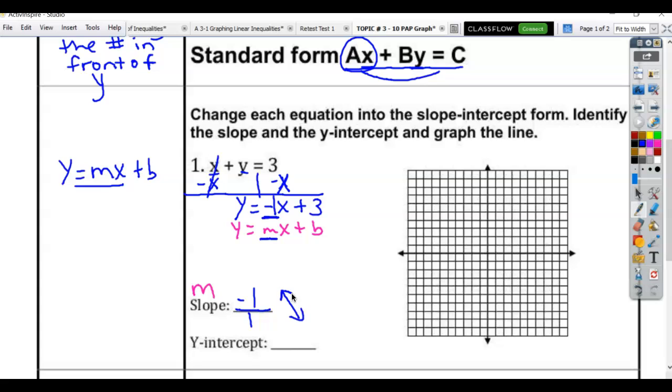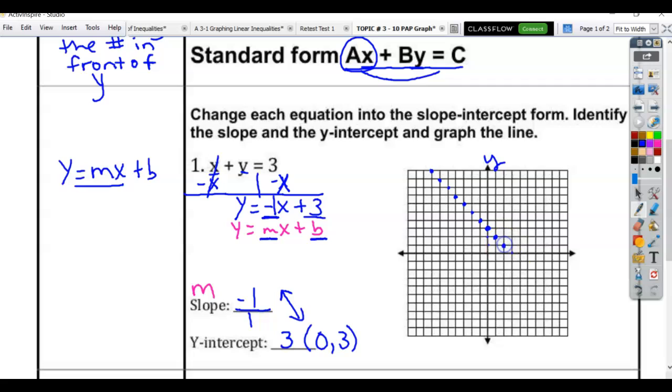My y-intercept is right here. It's the b, and that's a positive 3. My y-intercept is written as the point (0, 3). Now we're going to do exactly what we did yesterday. We're going to graph the y-intercept first. You come over here, 1, 2, 3, it's right there. Now we're going to go up 1 over 1, making it a negative slope. Keep going, up 1 over 1, all the way across the grid.